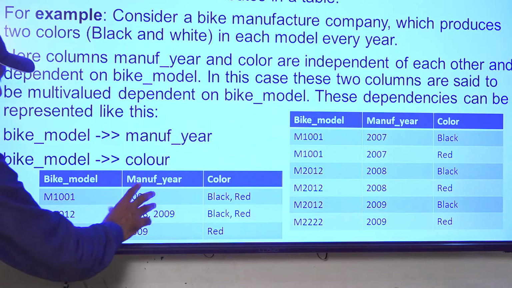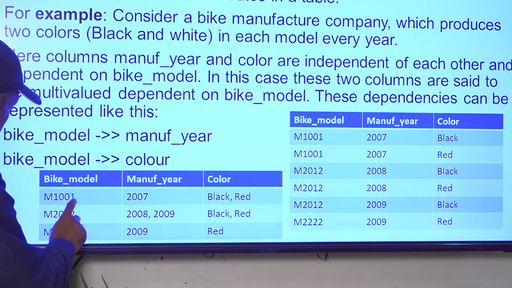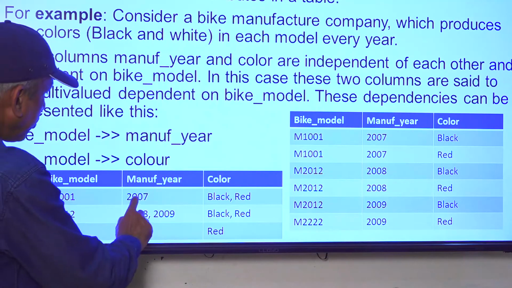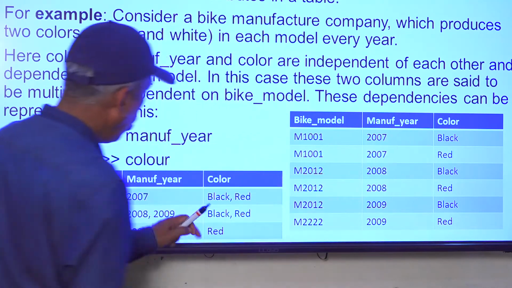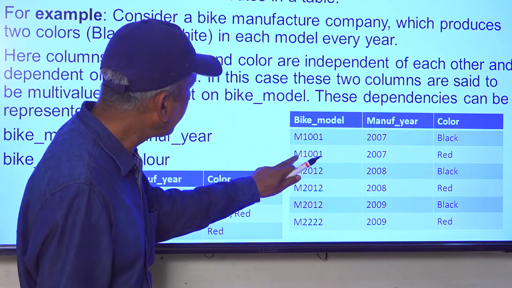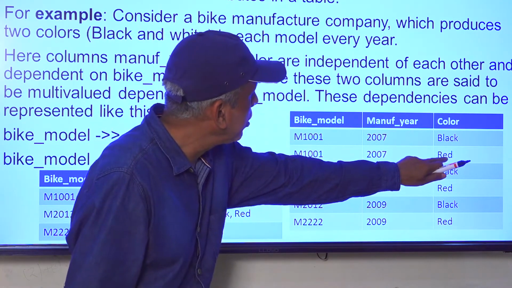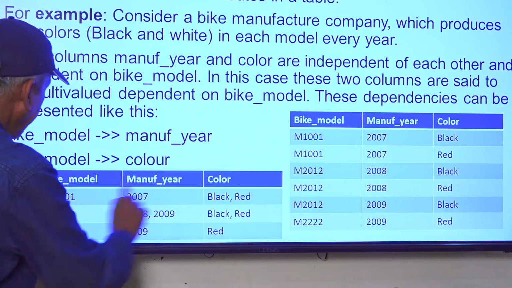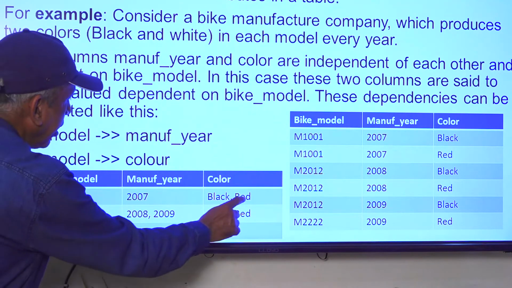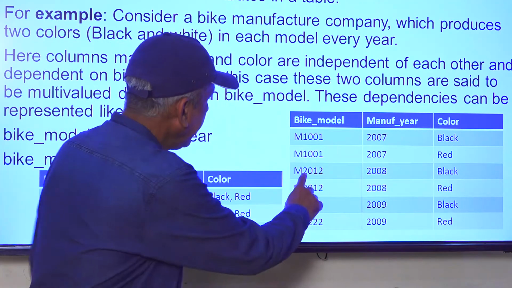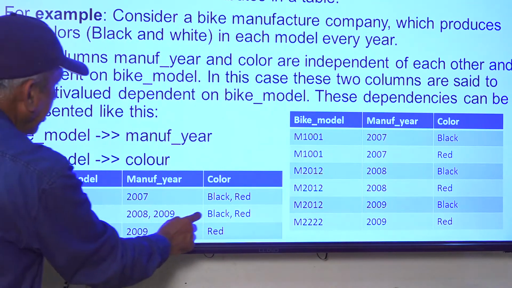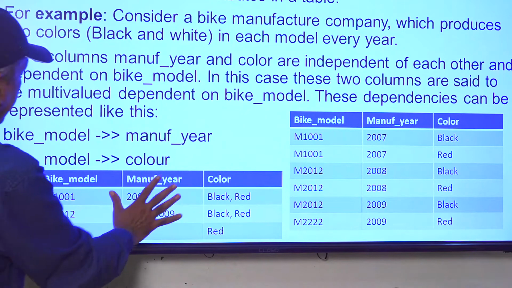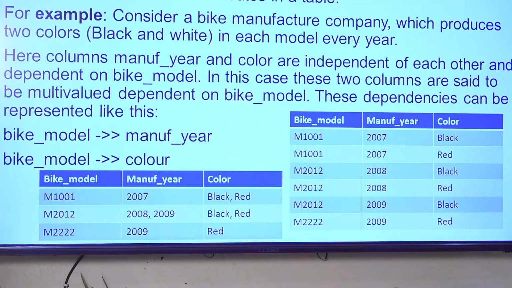And we divide this one: M1001 with manufacturer year 2007. Color is black, and the same thing is repeated, then we put it in red. These two times we write it, then put red. Then again 2008 black, red, like that for 2009 too. This is our multi-valued dependency.